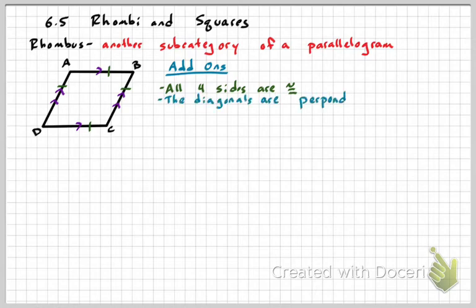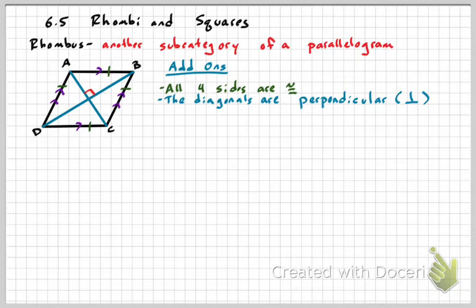Next is the diagonals are perpendicular. So remember, in a rectangle, the diagonals are congruent. In a rhombus, they're not congruent, but now they are perpendicular. So what happens is you get four right triangles inside this rhombus, and all four triangles are the same size.